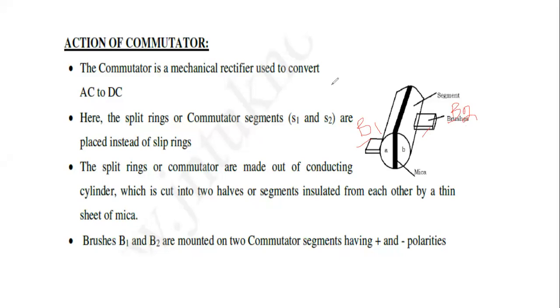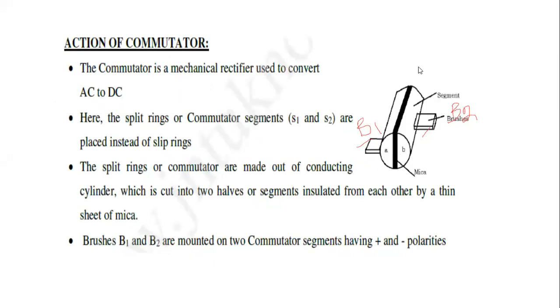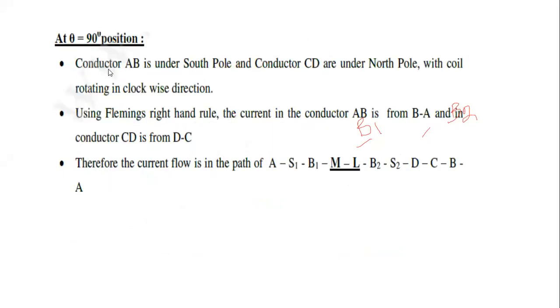Next, at the 90 degree position, we can explain the operation of the commutator. At 90 degrees, the conductor AB is under the south pole and the conductor CD is under the north pole, as observed in the working principle.